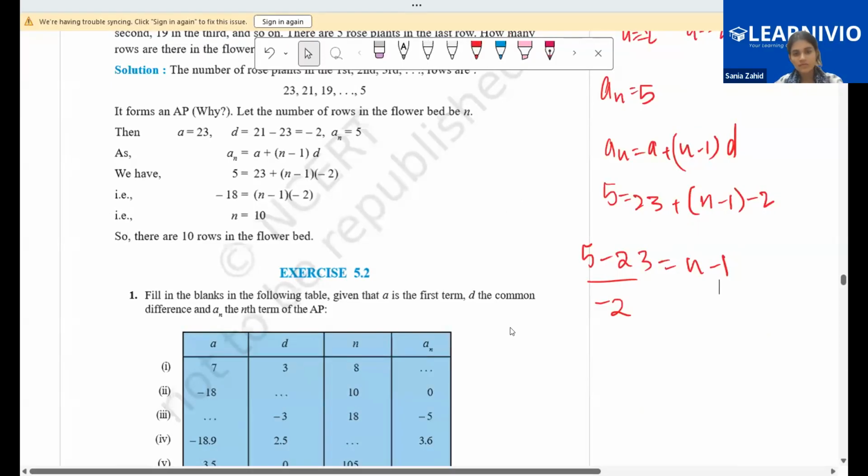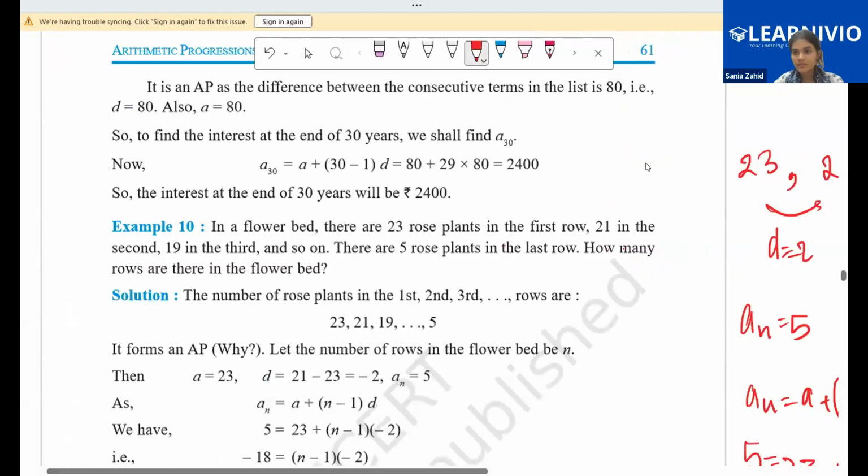Can we go to the question? You see the question? Yeah.